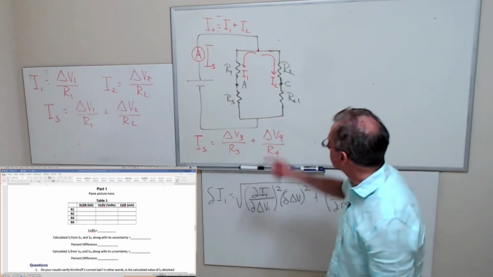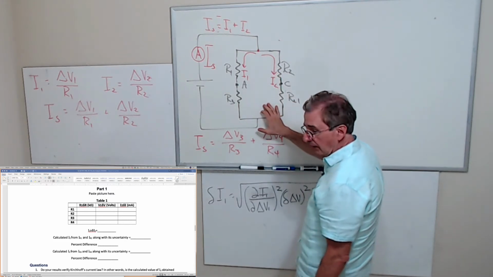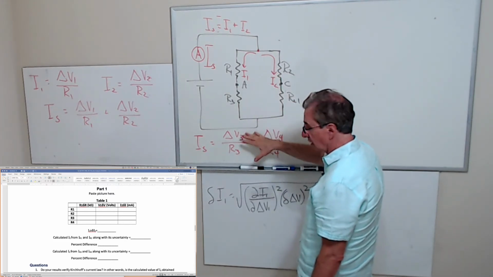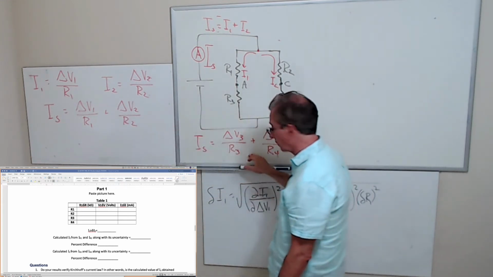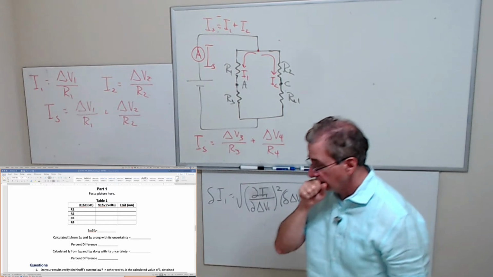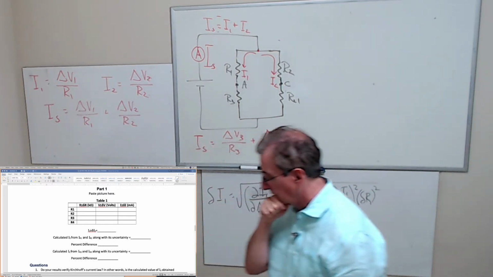And so we're going to do this twice. We're going to first do it with the top two resistors, and then you're going to do it with the bottom two resistors. So you're actually going to do the calculations twice. Once for the top two, and then once for the bottom two. Okay.